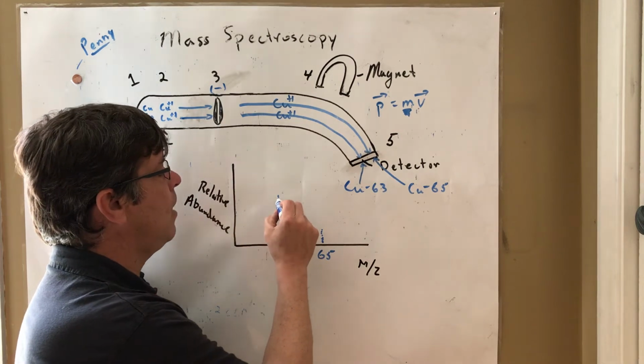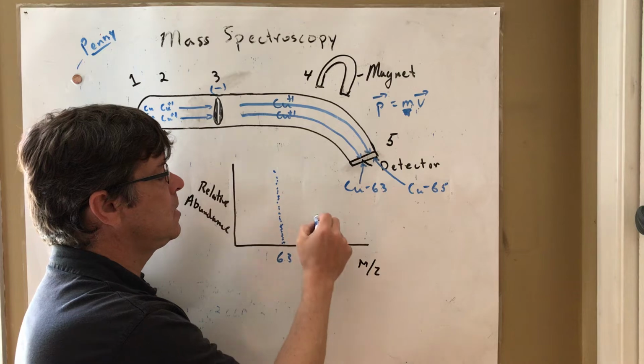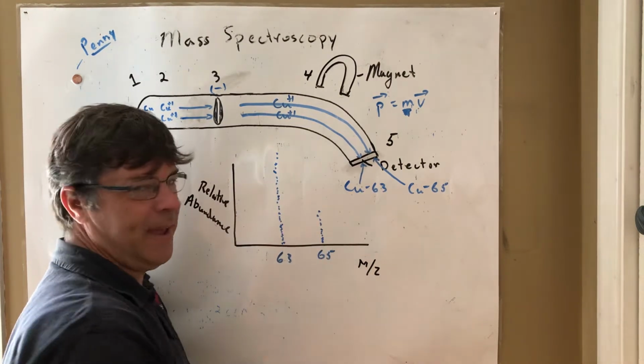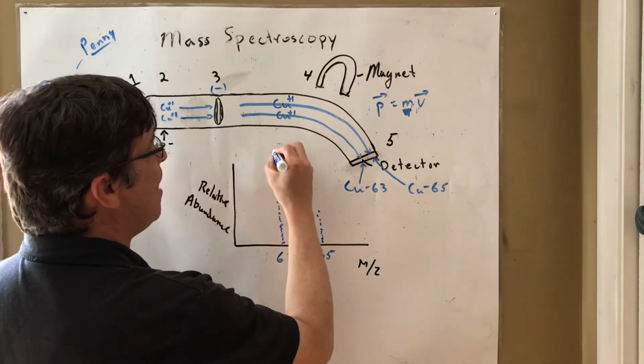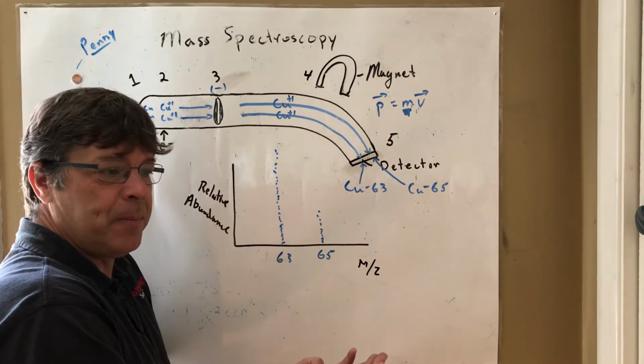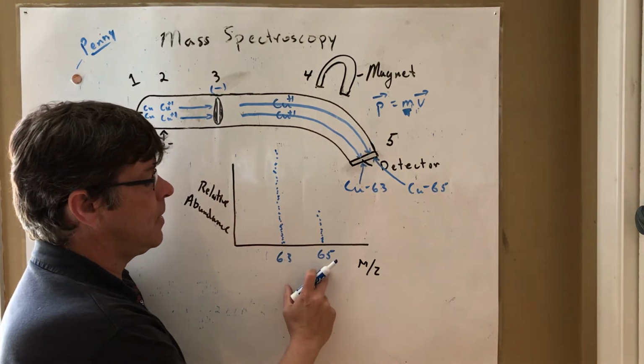All right, here we go. And here comes more 63. There's some 65s. 63, 65, 63, 65, 63. Okay, all right. So this is a mass spec of copper. It clearly shows that the percent abundance of copper 63 is greater than 65.